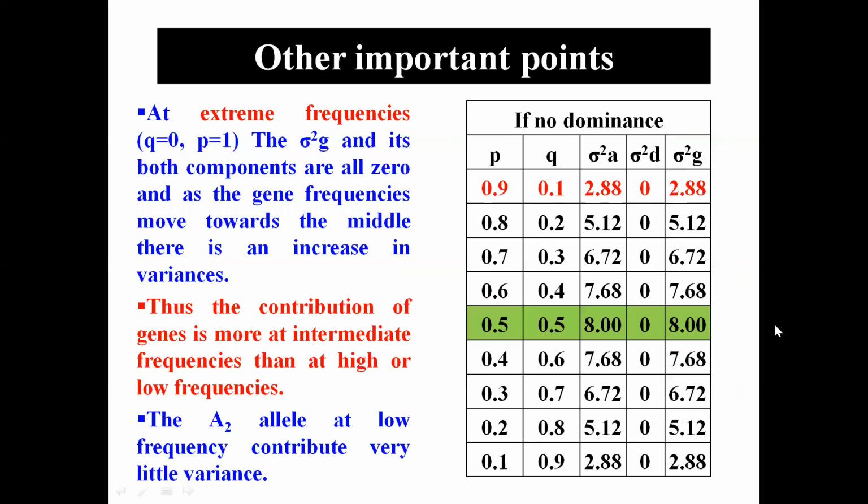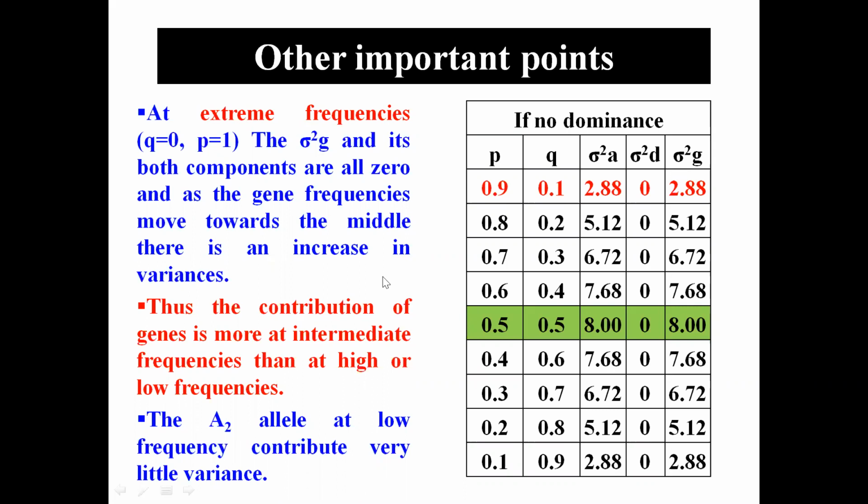Some other important points you should also keep in your mind. At extreme frequencies, means one frequency is 0 and another is at the highest level. So highest is 1 and extreme lowest is 0. At extreme frequencies, the genotypic variance and its both components are all 0, and as the gene frequencies move towards the middle, there is an increase in variances.